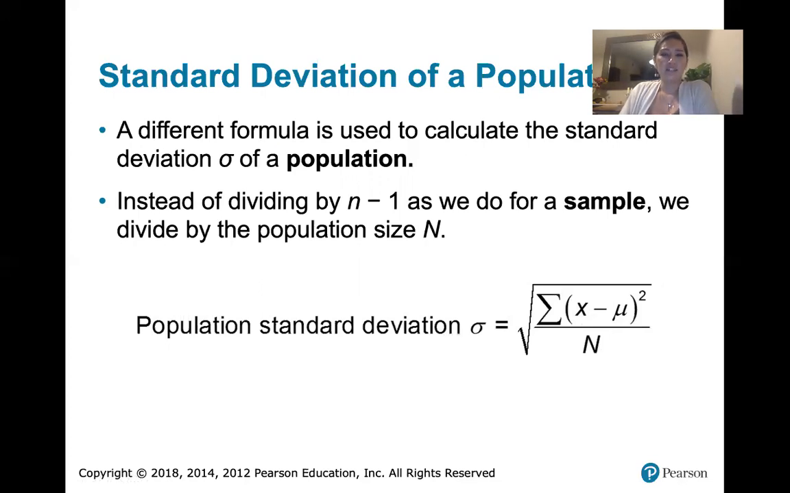And then to undo that squaring, in some sense, we're taking the square root. And that will give you the original units back. So we use capital N here, which is the size of the entire population. But with the sample standard deviation, this is when we're dealing with a subset of the entire population and not the whole population, we use the n minus 1 in the denominator.